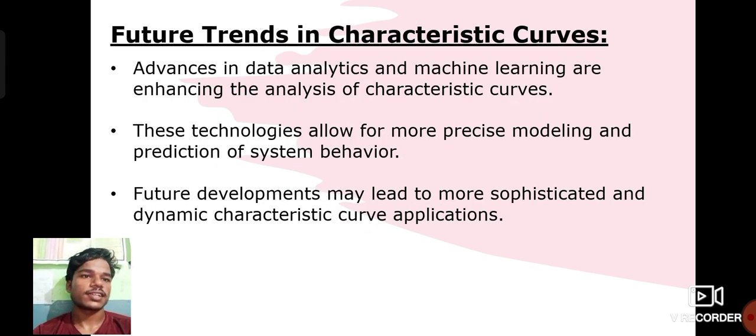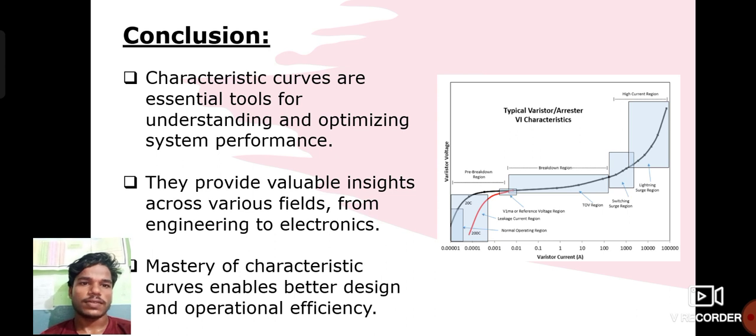Future trends in characteristic curves. Advances in data analytics and machine learning are enhancing the analysis of characteristic curves. These technologies allow for more precise modeling and prediction of system behavior. Future developments may lead to more specific and dynamic applications of characteristic curves. Conclusion: characteristic curves are essential tools for understanding and optimizing system performance. They provide valuable insights across various fields, from engineering to electronics. Mastery of characteristic curves enables better design and operational efficiency.